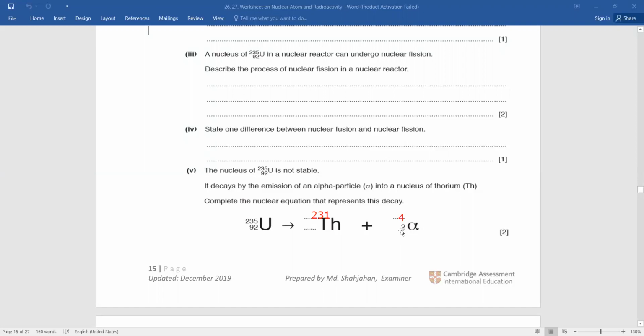You have here for alpha, proton number 2. And for uranium, 92. So for thorium, it should be 90. So the equation is balanced, right? Yes, sir. In this way, sometimes we are getting questions. Now we are going to the next part.